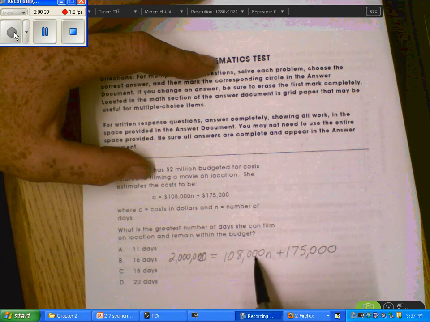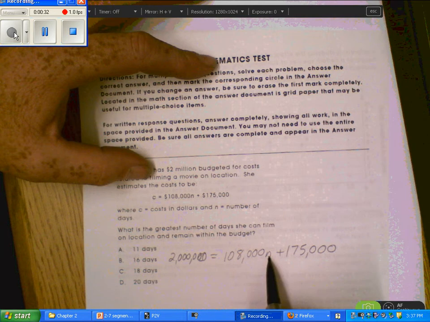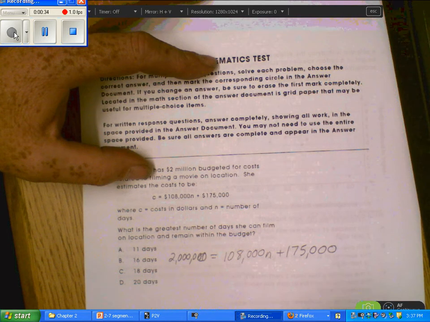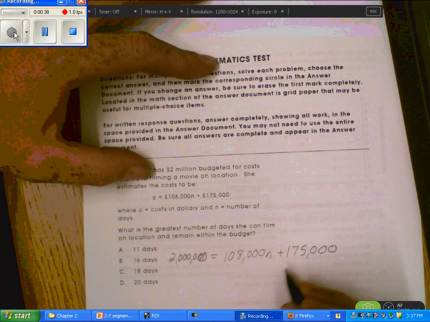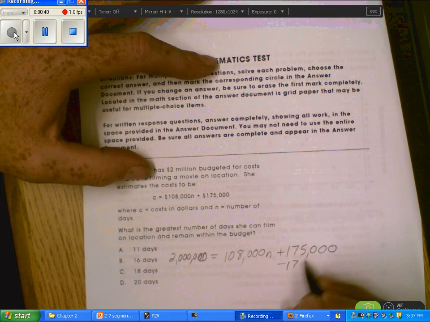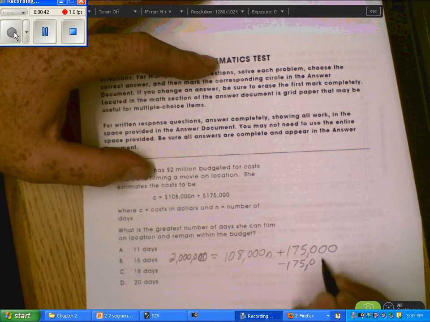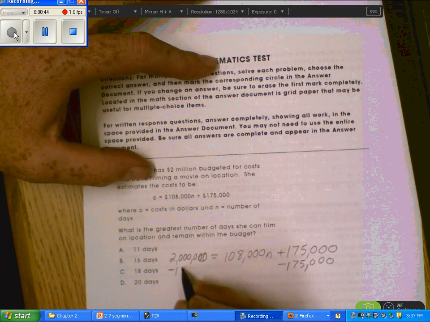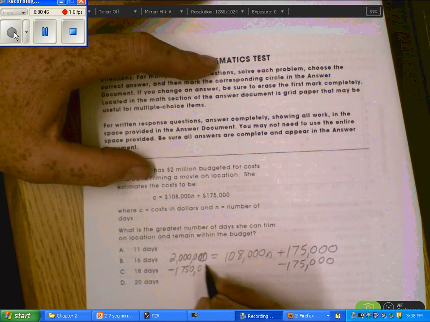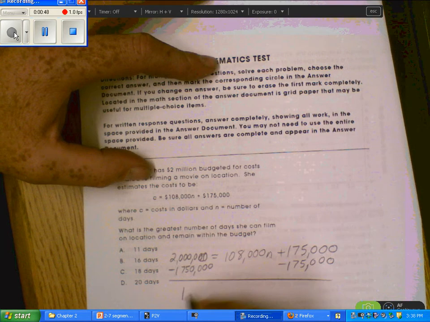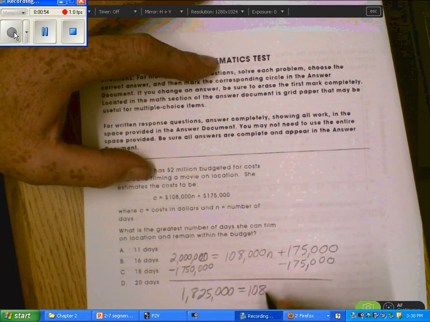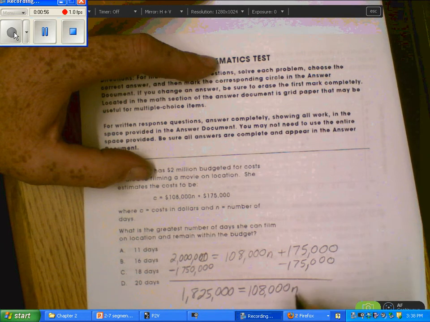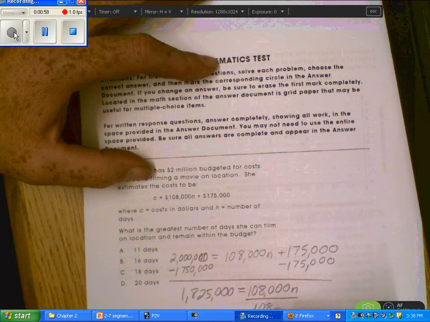And 108,000 is how much it's going to cost her per day, which is n. 175,000 is whatever the other things are that's added on. We solve this, subtract 175,000 from both sides. It leaves us with 1,825,000 equals 108,000 times n. Divide both sides by 108,000.